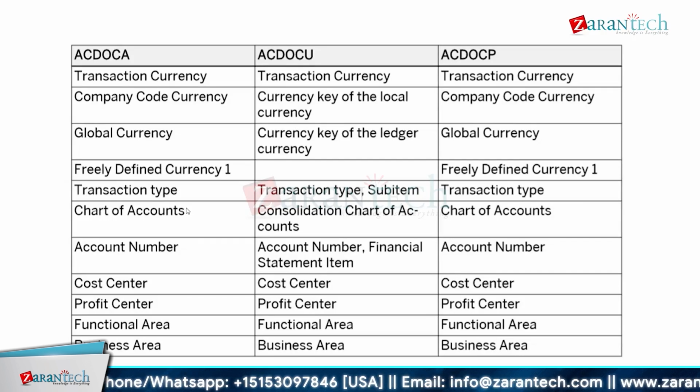Chart of accounts in ACDOCA, operating concern, country chart of accounts. Here in ACDOCU, we have only one chart of accounts, we call it the consolidation chart of accounts. And ACDOCP again follows ACDOCA. Here we call it an account number, GL number. Those account numbers are mapped to FS items in ACDOCU. The account number column will be there, but in all the reporting, anything that happens in group reporting happens based on the FS item. In ACDOCP, again, we will have an account number.